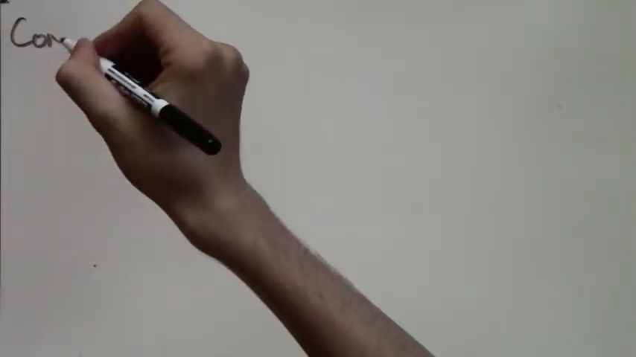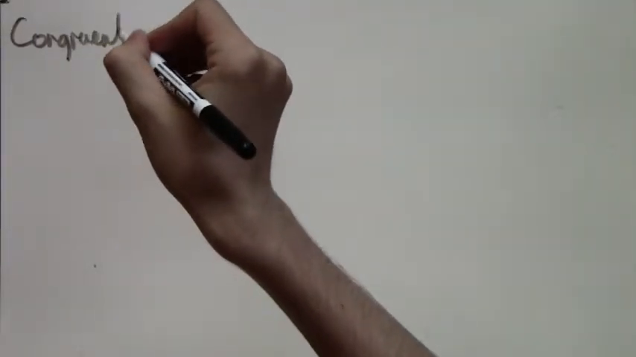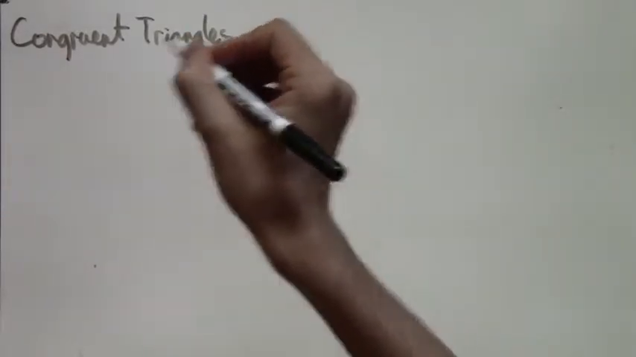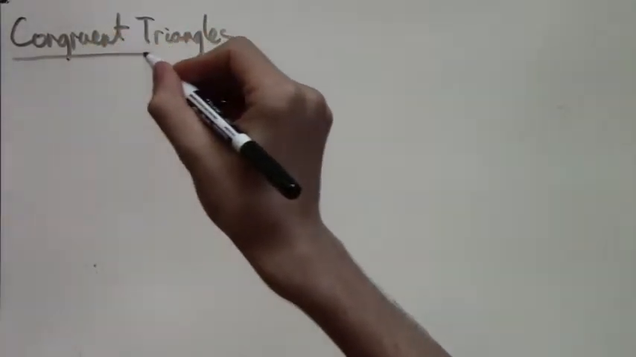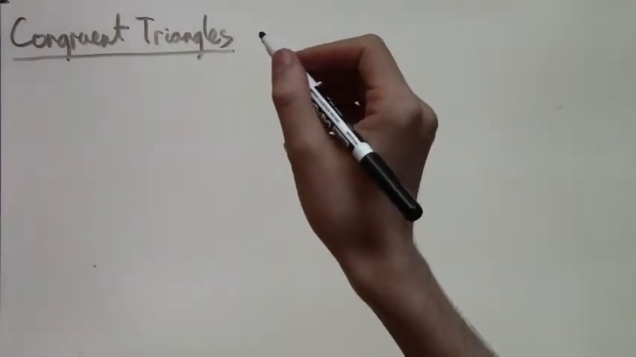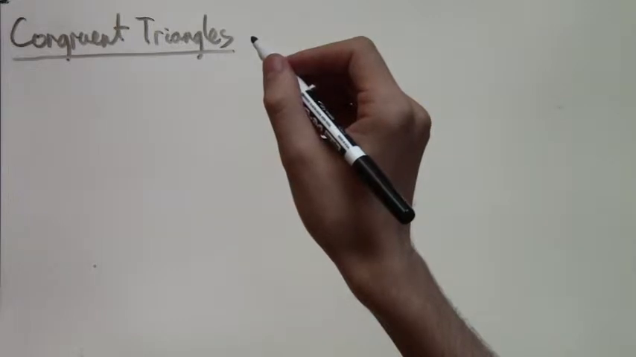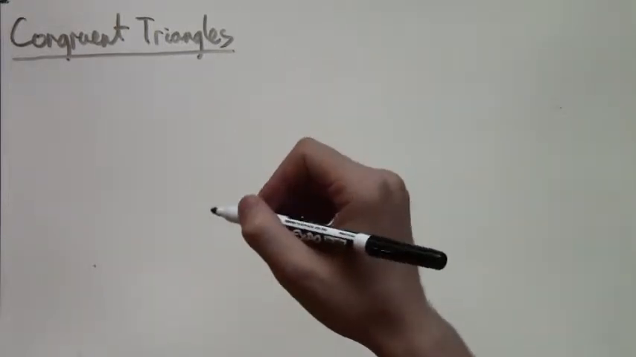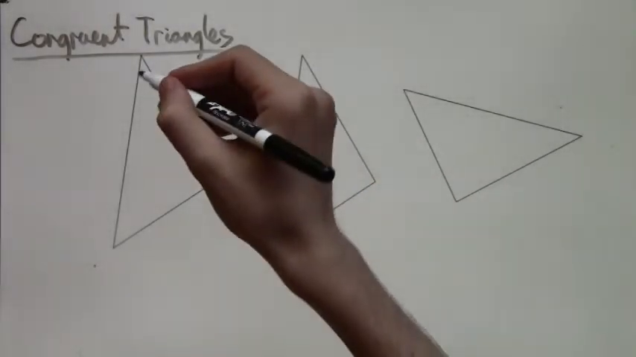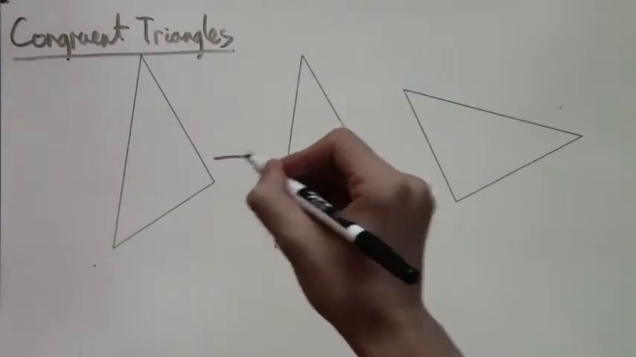In this video lesson, we will learn about congruent triangles. So first of all, what do we really mean by the word congruent? Congruency is another way of saying equal, but for shapes instead of for numbers. So for example, these three triangles are all congruent.